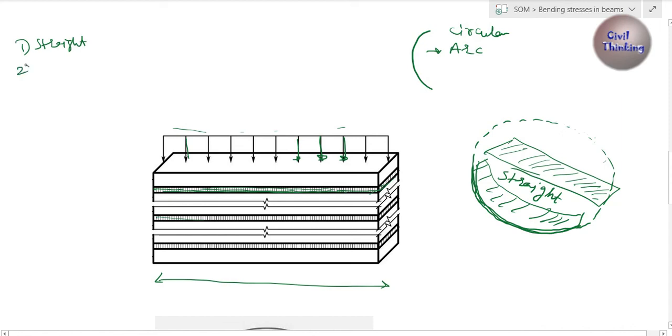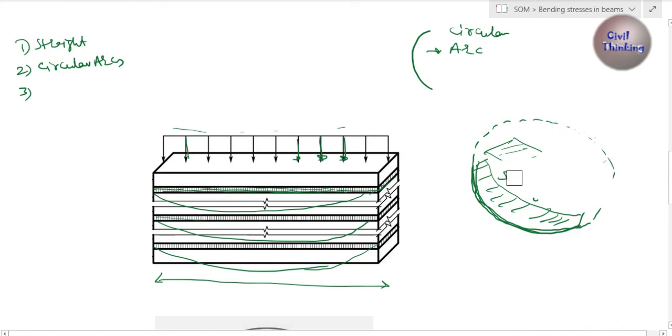Point two is when they bend, they bend into circular arcs, right? And point three here is, this is the fiber, it will bend into a circular arc, right? This fiber will also bend into a circular arc. When I interpolate this to make a big circle, let me show it here.